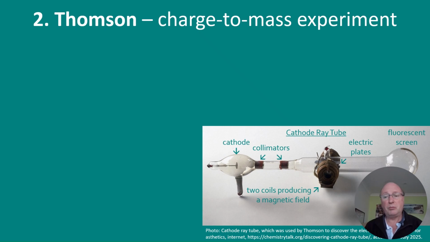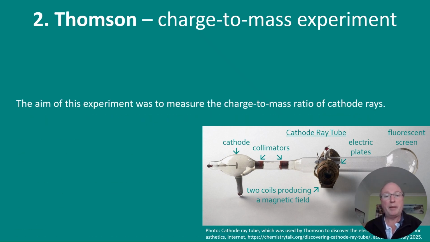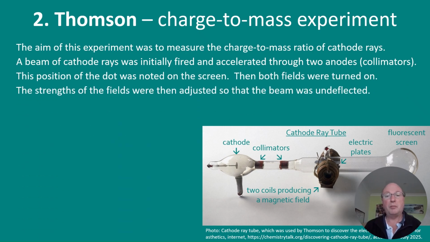The second one we'll look at is the charge to mass experiment by Thomson. The aim of this experiment was to measure the charge to mass ratio of cathode rays. So a beam of cathode rays was initially fired and accelerated through 2 anodes called collimators, and you can see that in the diagram or the photo that I have on the bottom right. The collimator was basically a hollow tube of metal that was connected to the anode.